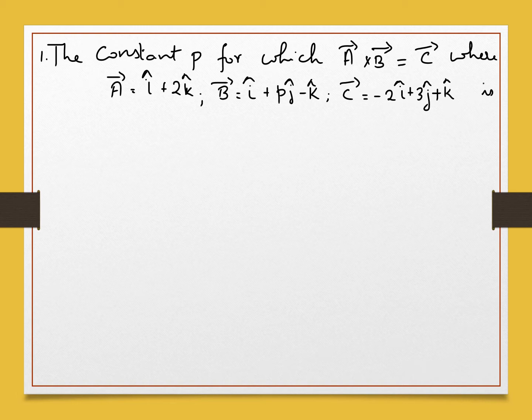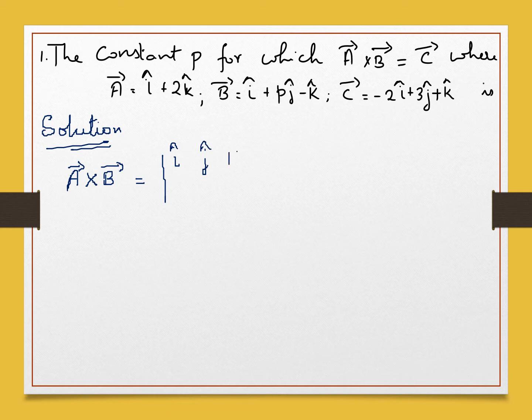So the solution for this problem is, it is given that A cross B is equal to C vector. So first we have to find what is A cross B vector. So we have to do the cross product. i cap, j cap, k cap. Then write in the second row the coefficients of i cap, j cap and k cap in the A vector. Here the coefficient of i cap is 1, j cap there is no coefficient, so 0, k cap the coefficient is 2, so we will put 2.